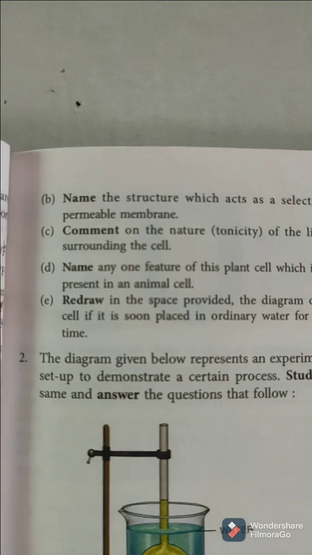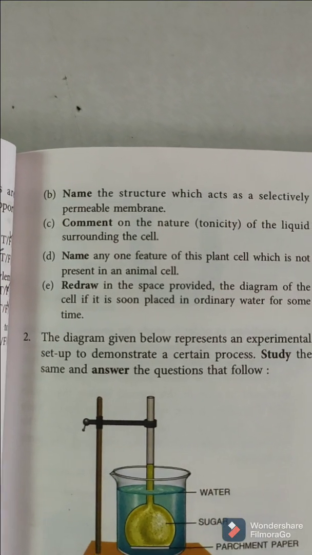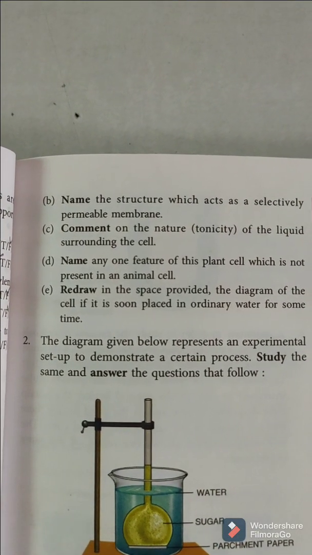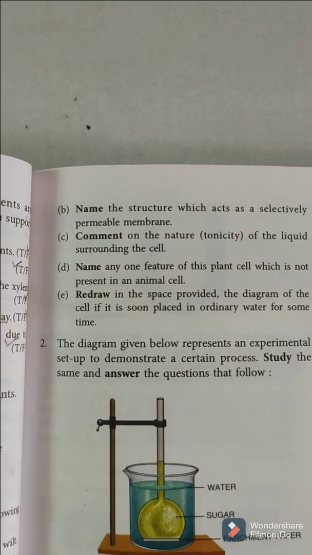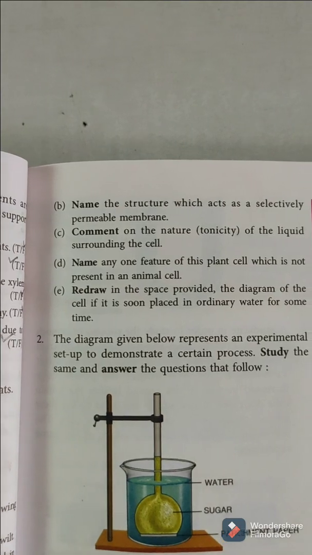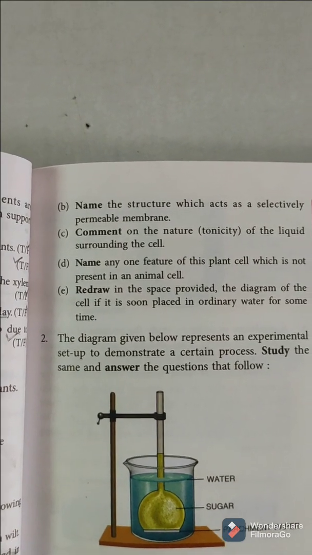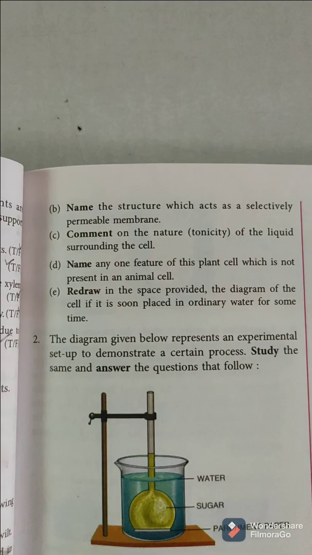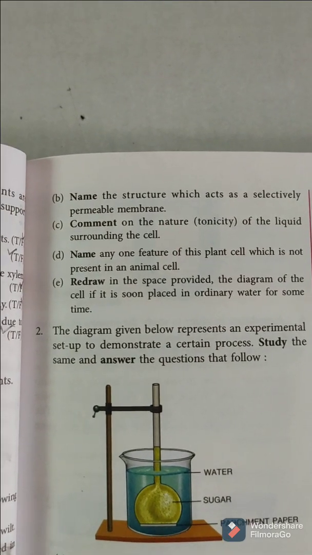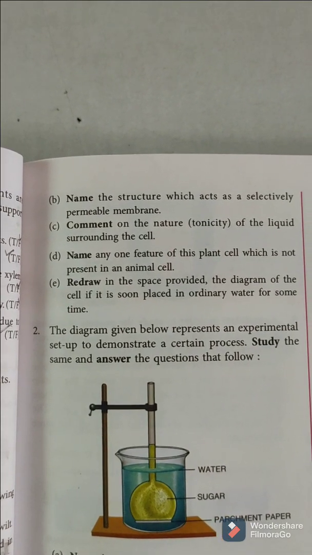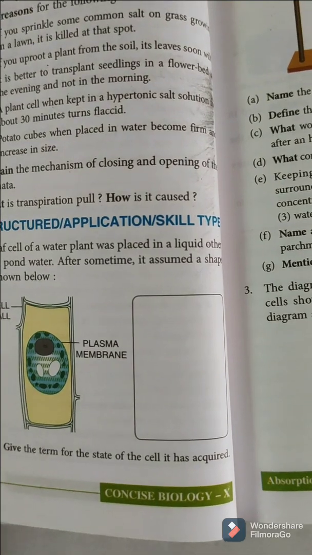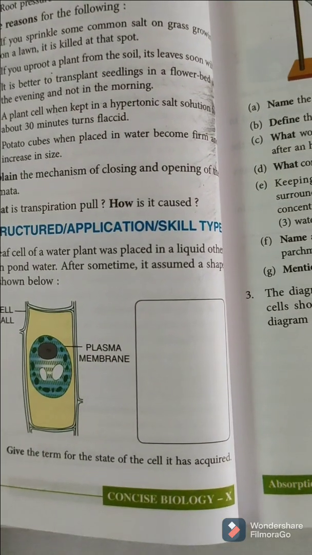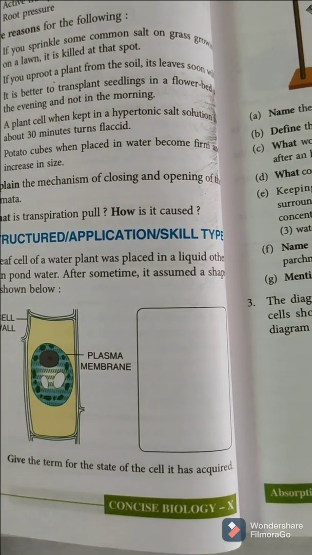Name the structure which act as selectively permeable membrane here. Which structure is acting here? Plasma membrane, okay? Comment on the nature of tonicity of liquid surrounding the cell. It is hypotonic. Only then water is entering into the cell, right? So name any one feature of this plant which is not present in animal cell. It is having cell wall. And in this space we have to draw the structure of cell if it is soon placed in ordinary water for some time. Okay.